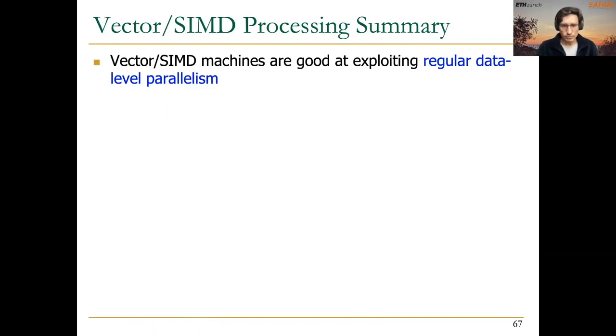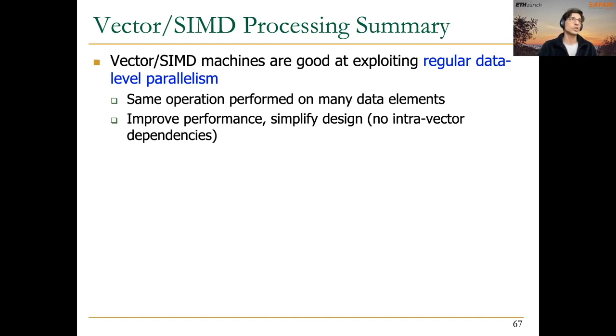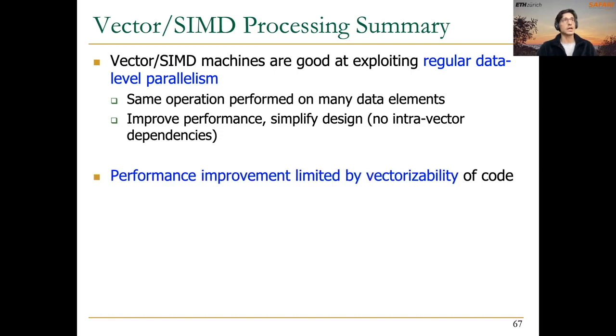Okay, we are going to start summarizing vector processors, and then we are going to do a short break, let's say 10 minutes, I think it will be fine. Vector and SIMD machines are good at exploiting regular data level parallelism. As you know, the same operation is performed on many data elements. This improves performance, simplifies the design, and we can achieve very good performance improvement.